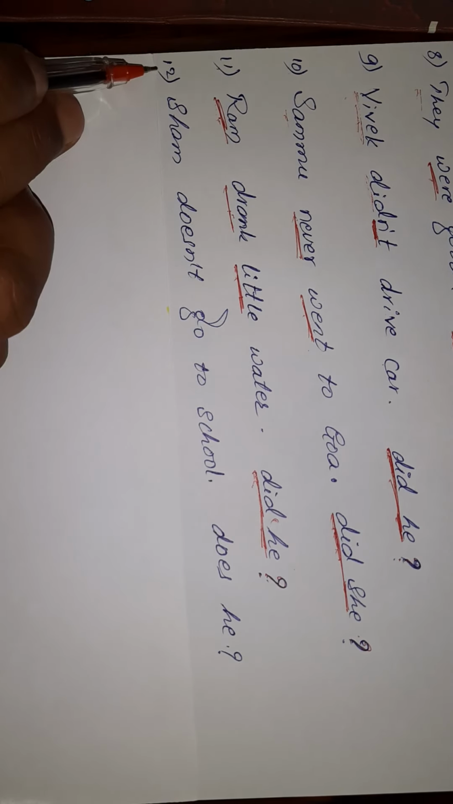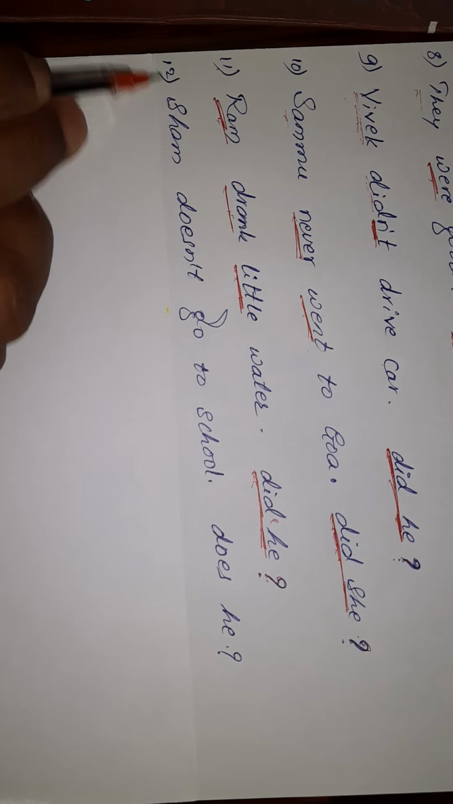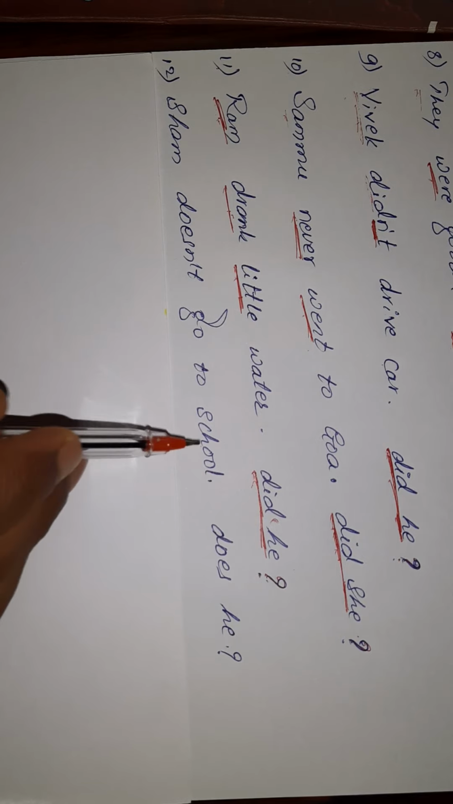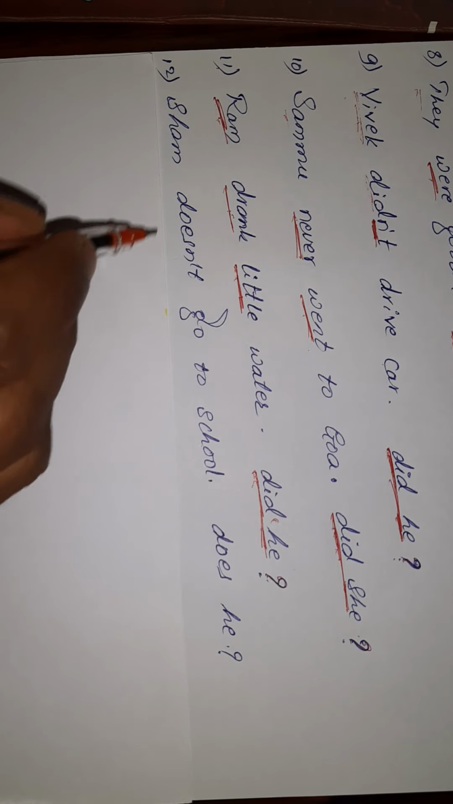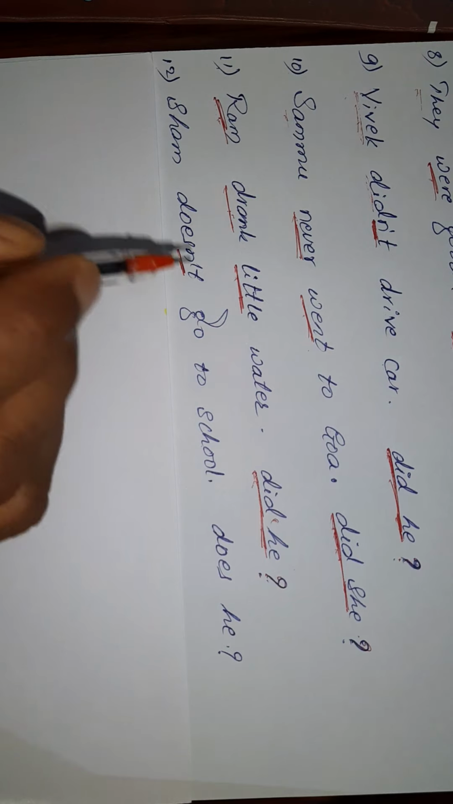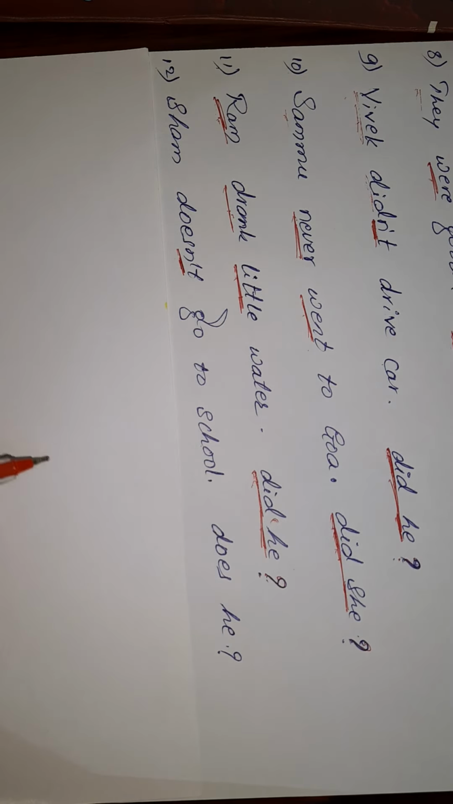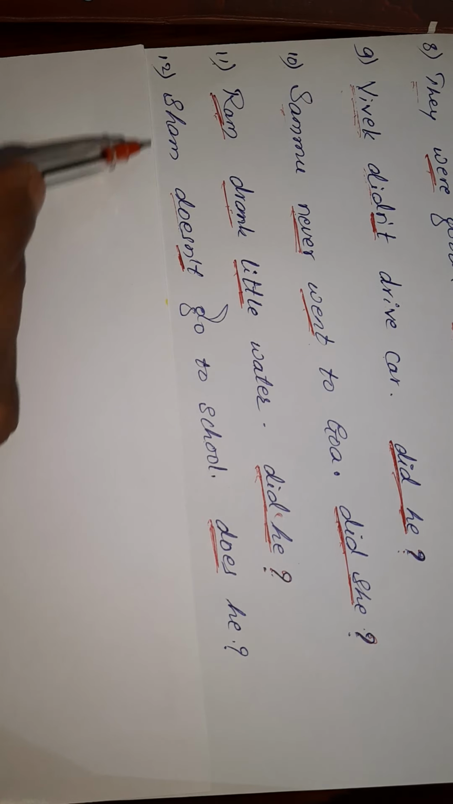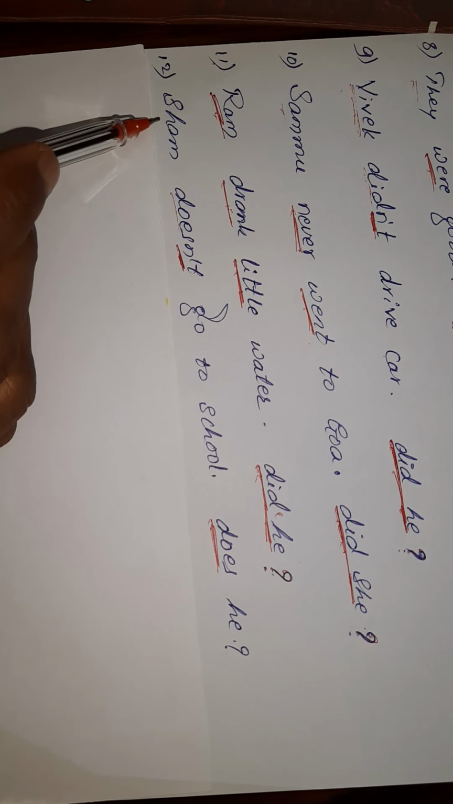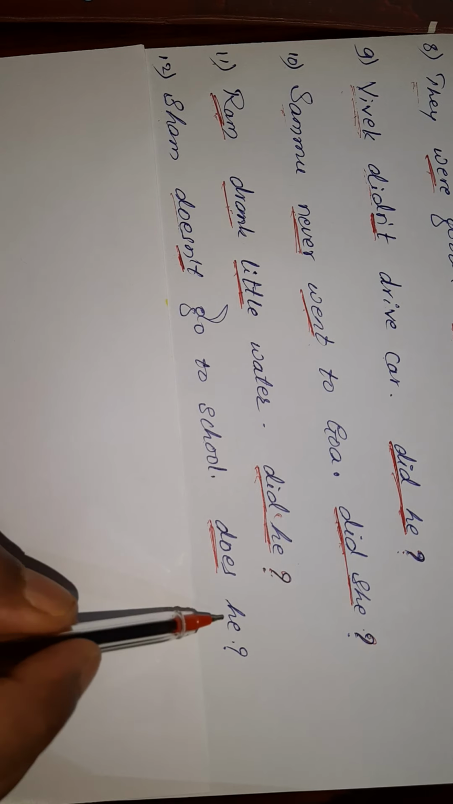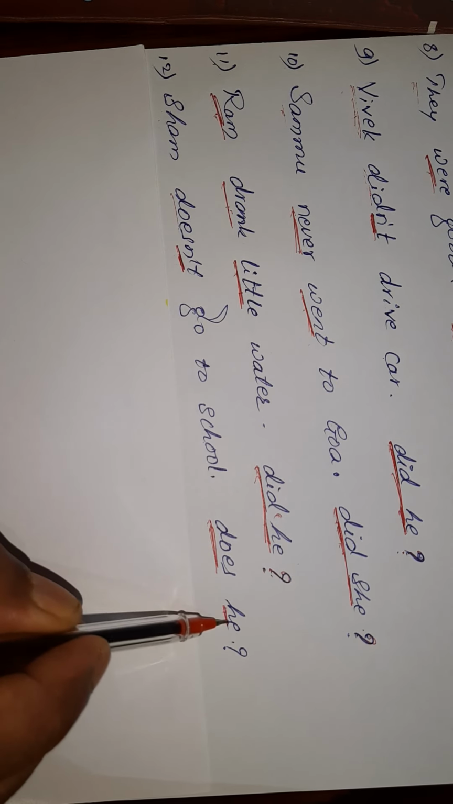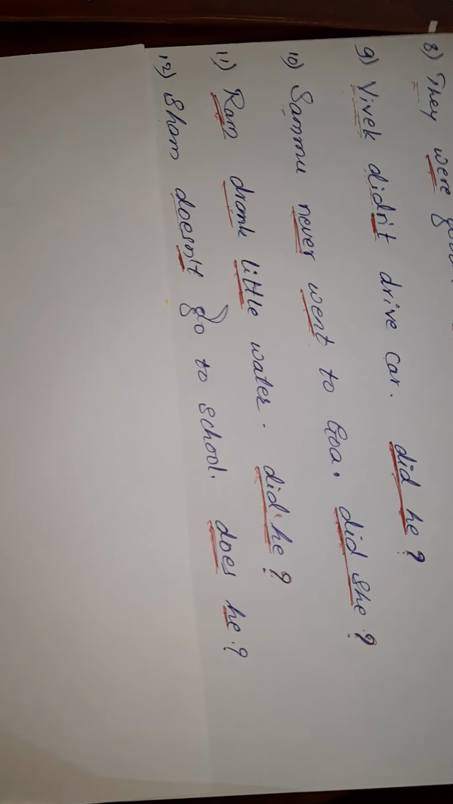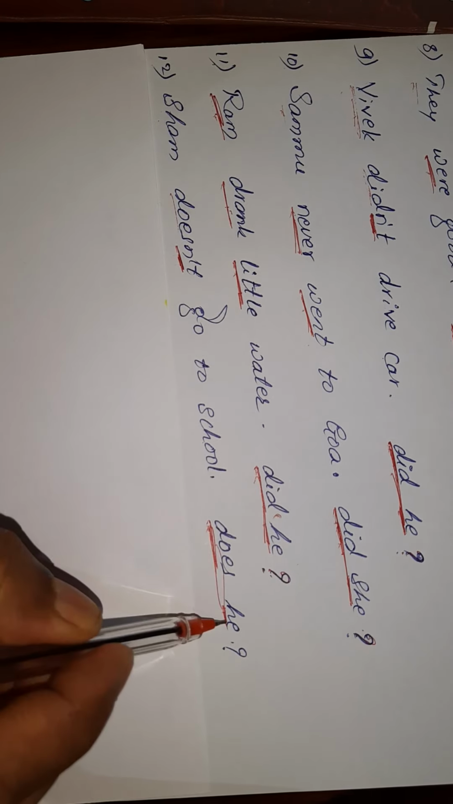Let's see the 12th example. Sham doesn't go to school. This statement is also in negative because of n't, and we used does, and Sham is a boy or a man, so here instead of a noun we used the pronoun he, and the tag of the statement becomes does he.